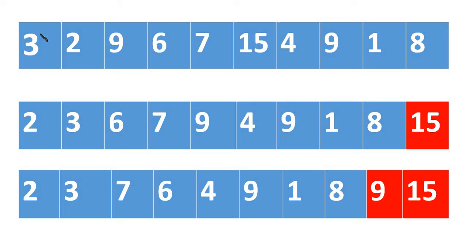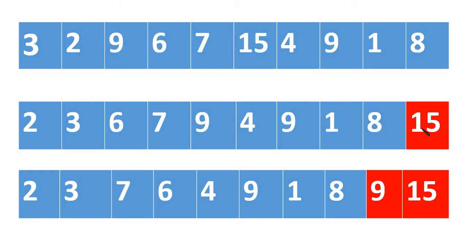For example, here you have 3, it will compare with 2. Is this the highest? Yes. So the highest, 3, will be moved here. Then 3 and 9 will be compared. 9 is the highest, so it will not do anything. Then 9 and 6 will be compared. 9 is the highest, so 9 will be moved here, 6 will be moved here. Then 9 and 7, and so on. When you do one iteration, the biggest number will come at the end.